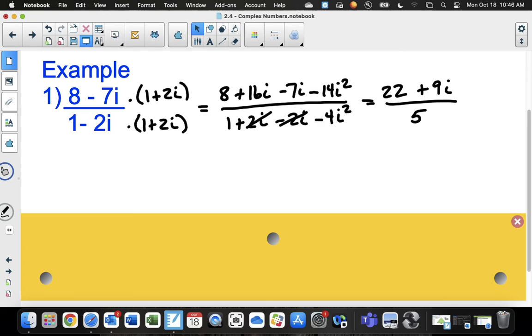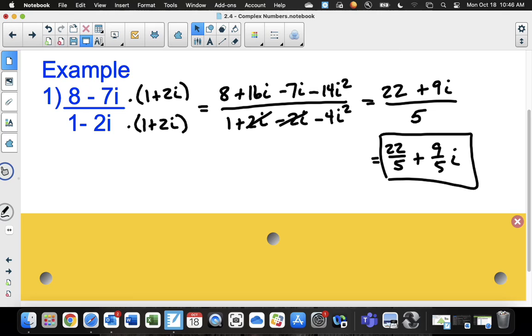And just a quick heads up when you check answers today, almost positive that as you go through and check your answer, they're going to give you this answer instead. They would write this as 22/5 plus 9/5 i. The reason they're doing that is so that it's in a plus bi form. So it goes back to that complex number form. So it's not all over something, just splitting it up into two fractions. And as always, if you can reduce, you should. In this case, we can't, so we leave it alone. 22/5 plus 9/5 i.